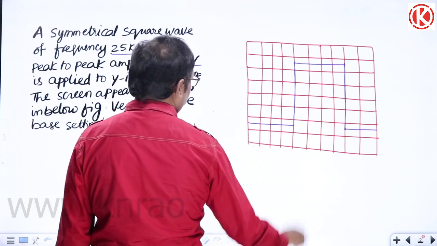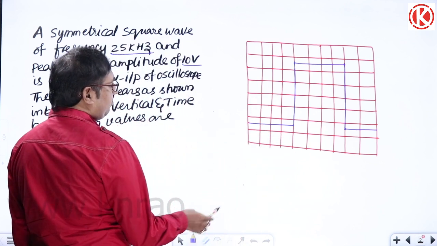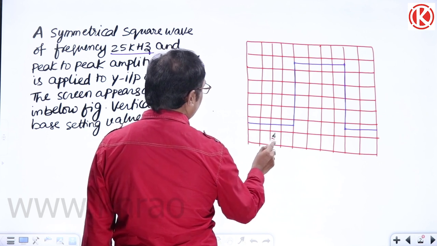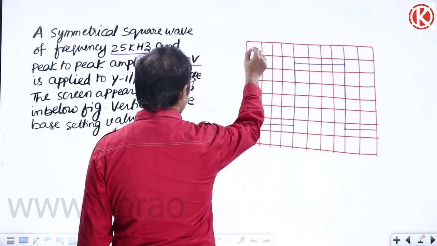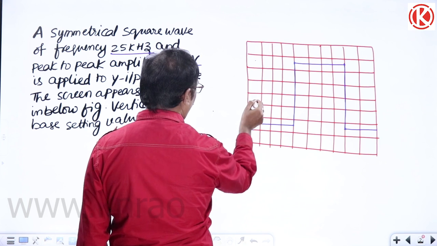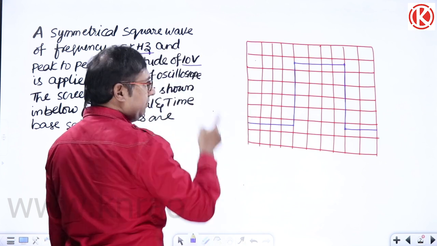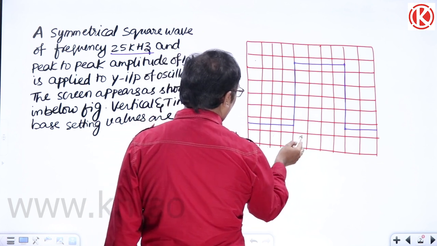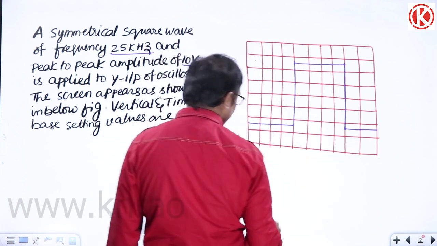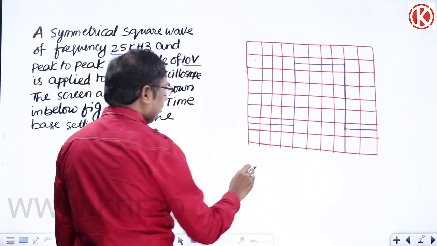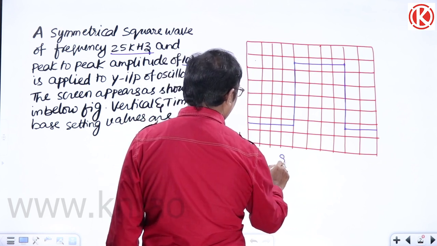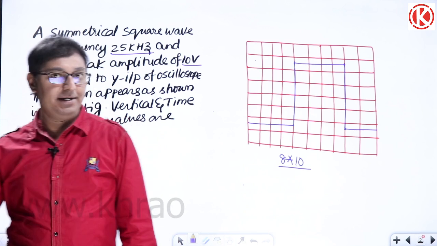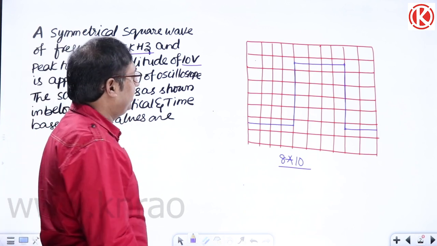So let us clearly find the values of volt per div and time per div settings. Please have a look at the figure. If you observe the screen size, let me count the horizontal settings: 1, 2, 3, 4, 5, 6, 7, 8. We have 8 horizontal divisions and 1, 2, 3, 4, 5, 6, 7, 8, 9, 10 vertical divisions. X by Y, we can write it as an 8 by 10 screen.